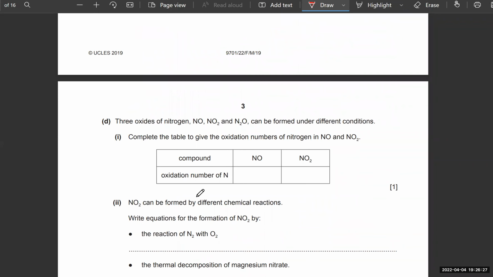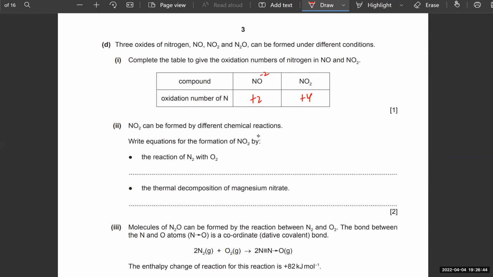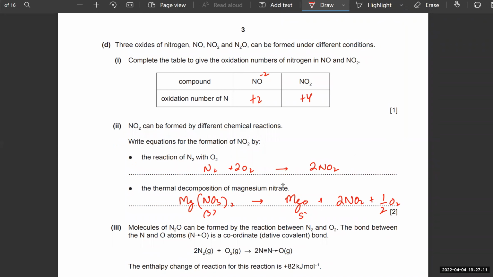So next one is you've got an oxidation number of N. This one is plus 2 because O is minus 2. And over here, O is minus 2 again, so N would be plus 4. And NO2 can be formed by different chemical reactions, right? Equations for the formation of NO2: that's easy, N2 plus 2O2 is going to form 2NO2. And then the thermal decomposition of magnesium nitrate. Whenever you have a group 2 nitrate, it's going to decompose. It's going to form a metal oxide, 2NO2 gas molecules, and it's going to produce half O2. So this is going to be a solid, an ionic solid. This one is a gas, and this one is also a gas.